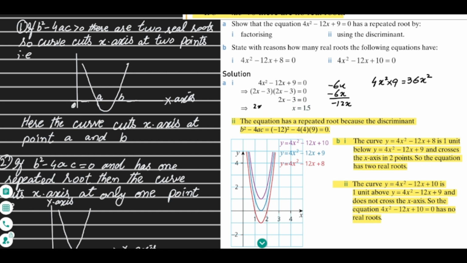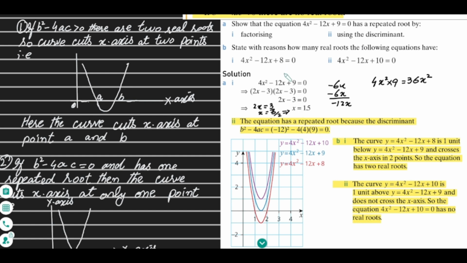Then 3 divided by 2, we get x equals 1.5. This is solved by factorization, and now we solve it using the discriminant. The equation has a repeated root.